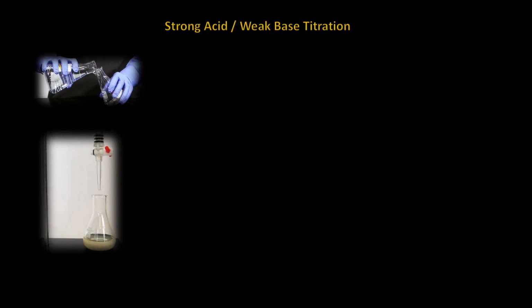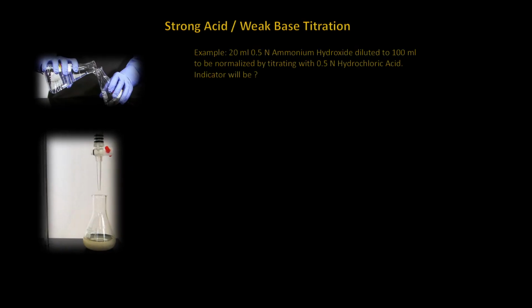Let's examine a practical situation. For example, someone diluted 20 milliliters of 0.5 normal ammonium hydroxide and labeled it as 0.09 normal, knowing that the molar ratios of the hydrochloric acid and the ammonium hydroxide is 1 to 1, and also knowing that after dissociation of the ions in water, they too will have ratios of 1 to 1, and that includes the hydronium in solution. The ammonium hydroxide can be normalized using a standard hydrochloric acid as a titrant.